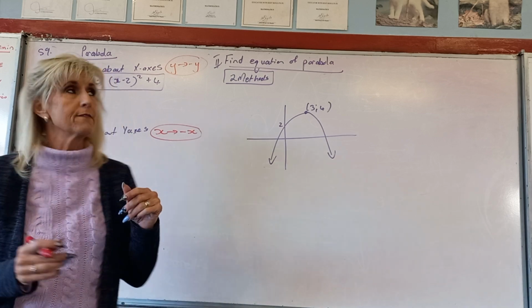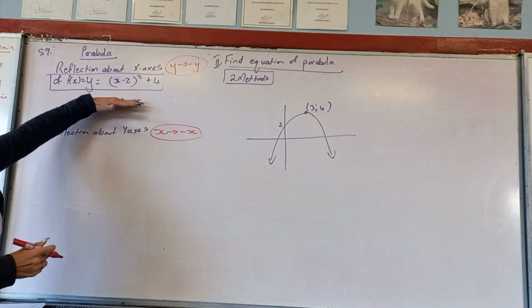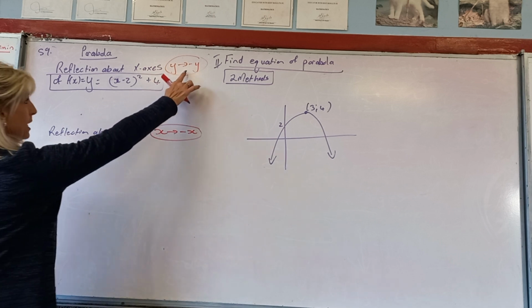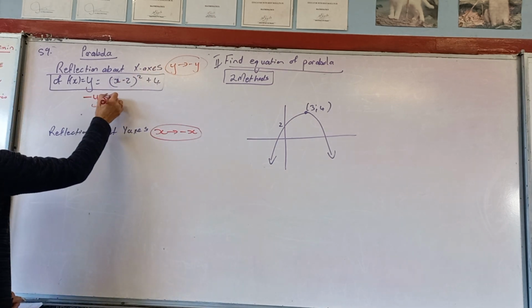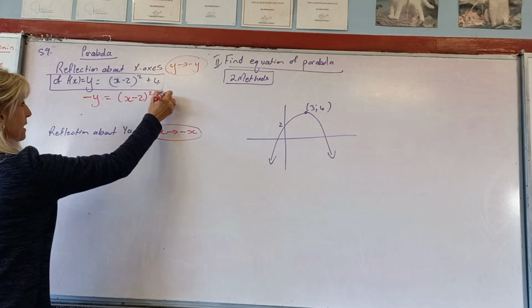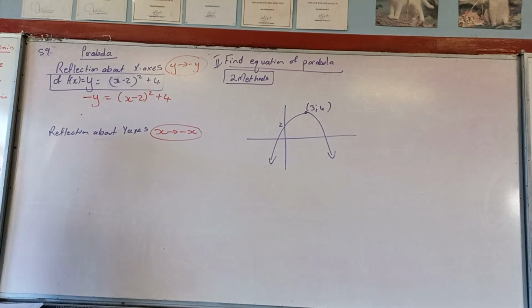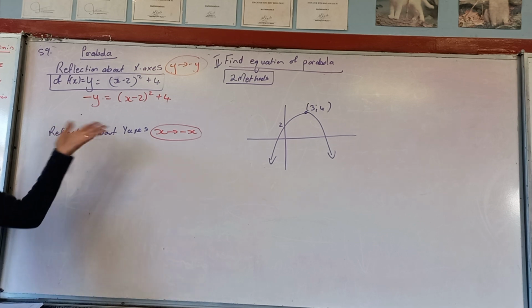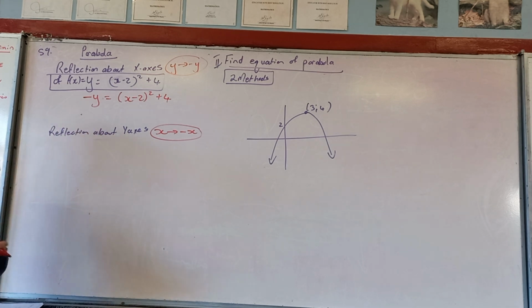But the rule is, if I say please get me the reflection about the x-axis, that you change the y into a negative y. And what about the rest? Then I leave it like that. Well, you'll get one mark, but you're not going to get the second mark, because that's not right. It has to be in the correct form.